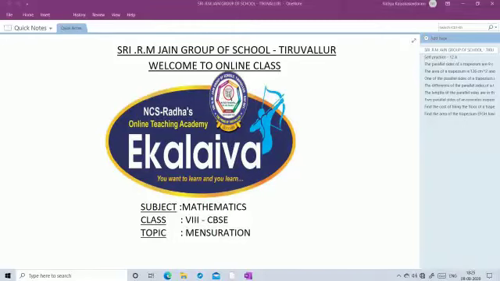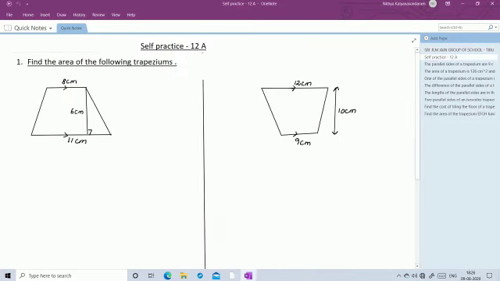Today we are going to see the topic mensuration in this self-practice 12A. Let's see the question. First one, find the area of the following trapezium. Here they are given a trapezium diagram. Here you want to find the area of the trapezium. So how to find the area of the trapezium?